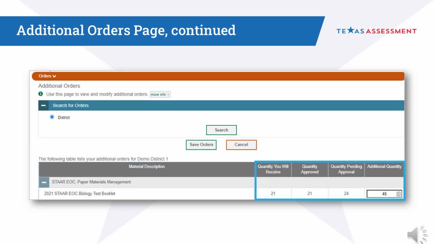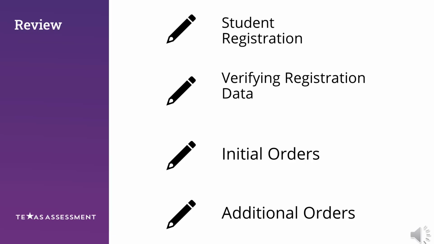After the order summary window is closed, this is what the additional orders page looks like. Now you can see 24 test booklets are pending approval and 45 as the total number of booklets this district will receive altogether. These are the topics that were covered in this training. You may use the controls on the player to review any information.